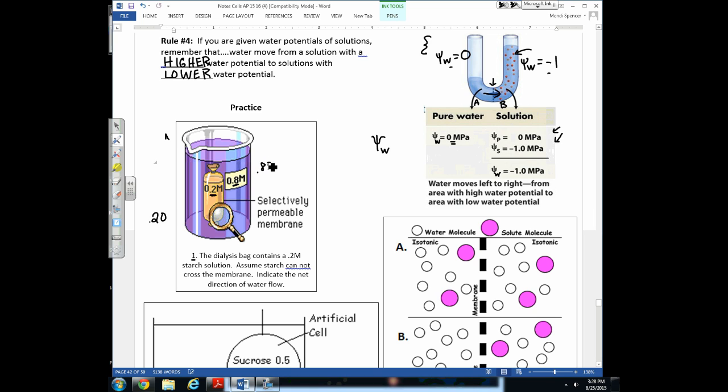And what do you want more of? You want 80 cents because it's a higher value. So this is indicating there is more solutes on the outside compared to the dialysis bag. And water always moves to where there's a higher concentration of solutes, or into a hypertonic solution. So water is going to move out in this case.